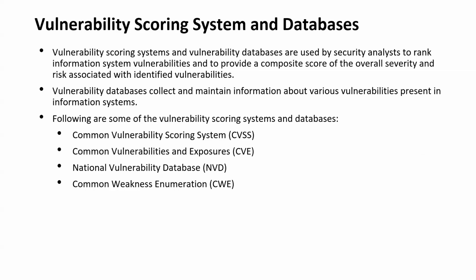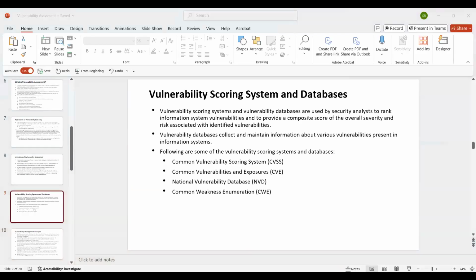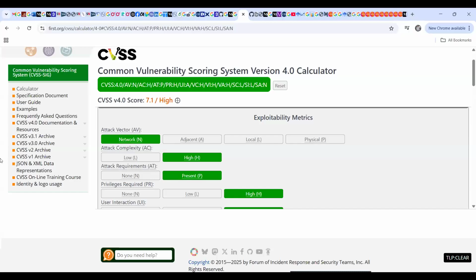So these are the vulnerability scoring system and databases that you can go through: the Common Vulnerability Scoring System, Common Vulnerabilities and Exposures, and the National Vulnerability Database, NVD, which is maintained by NIST. CVE is maintained by the MITRE Corporation. I will just show it quickly. Let me share the screen. So I think you can see my browser.